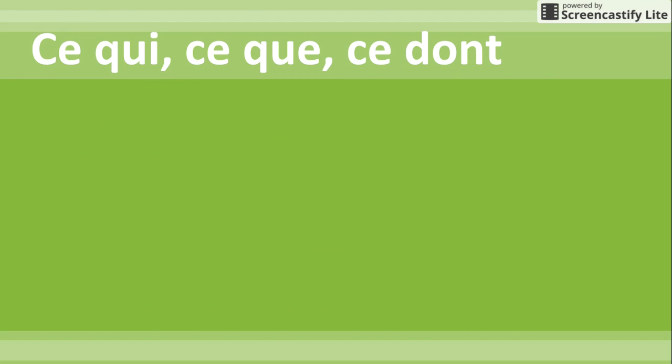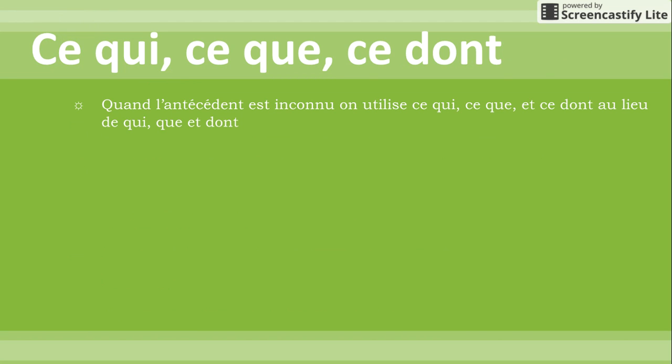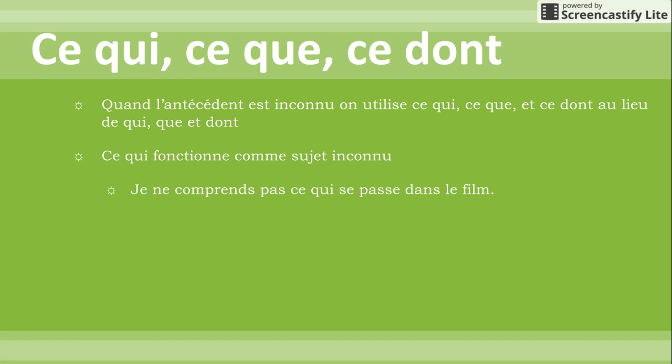Ce qui, ce que, and ce dont. These are going to be used in the exact same ways as qui, que, and dont. However, in all of these instances, there is an element where the antecedent is unknown. Je ne comprends pas ce qui se passe dans le film. I don't understand what is happening in the film. What is the subject? What happens? And I can't explain what it is, so I have to say ce qui.